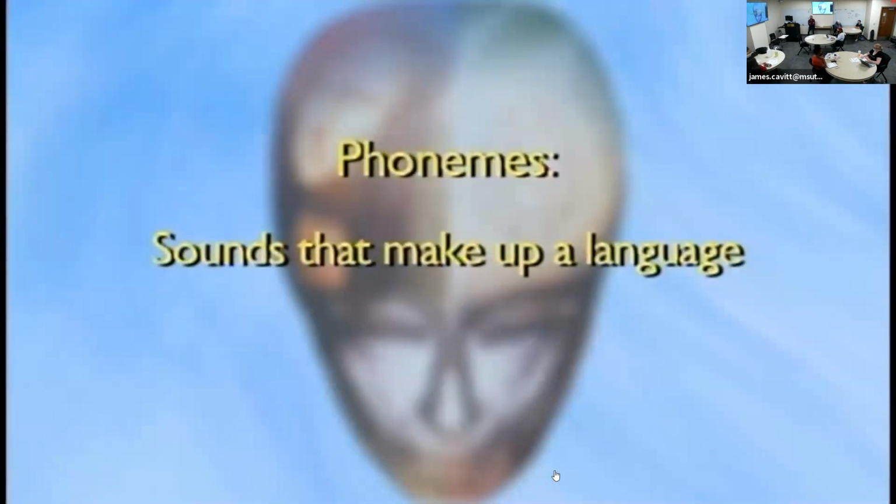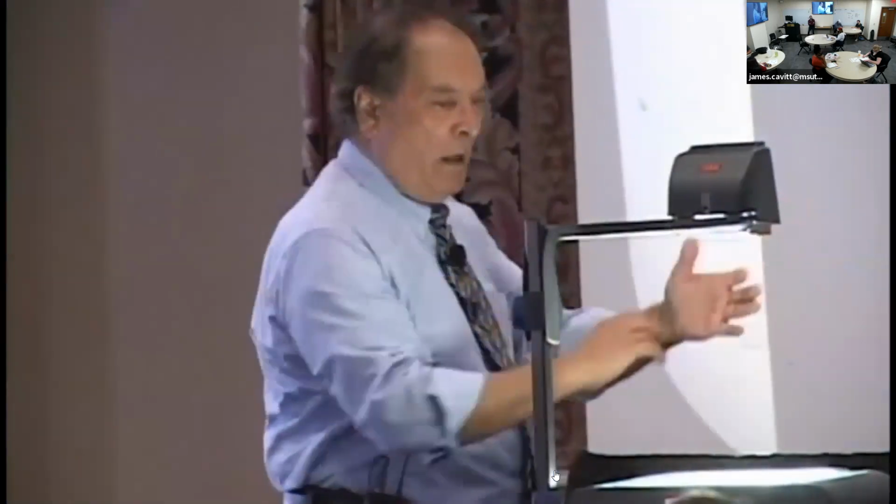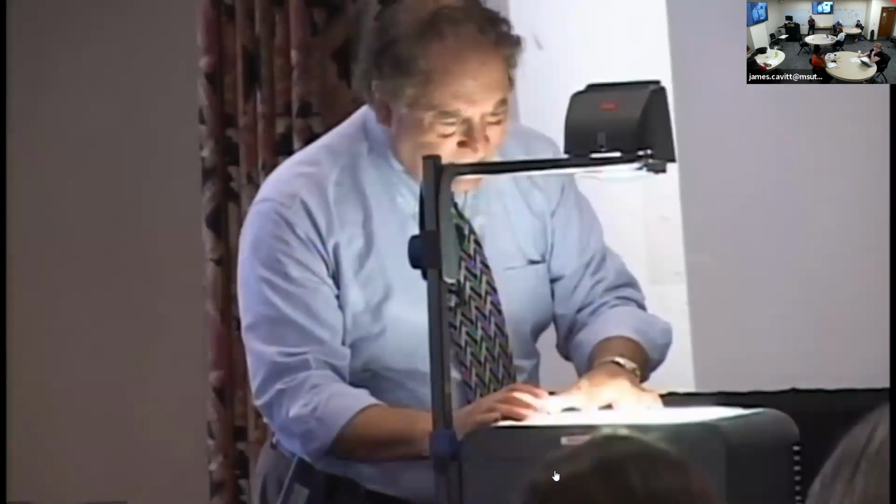What I'm going to do is show you some common languages: how many sounds make up that language, called phonemes, and how many ways you can spell those phonemes. How you represent a language in writing is called its orthography. Orthography means how you represent a language in written form. Let's take one of the easy ones, Italian.